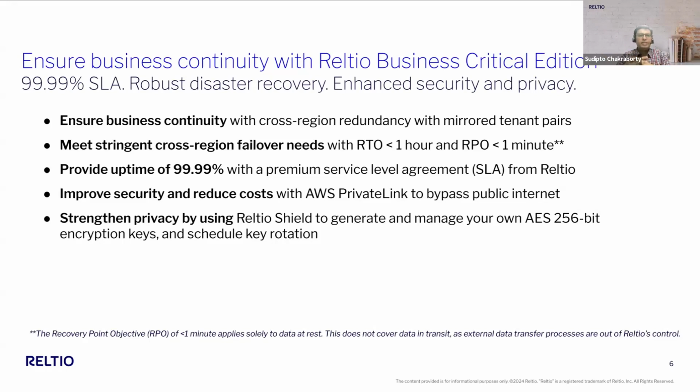Then the private link, right? Which is the improved security and lower network cost. We include private link for BC customers. And what is that? In short, private link provides a secure private connection between your VPC, the virtual private cloud, and Reltio's cloud services. That is your Reltio tenant, bypassing the public internet.